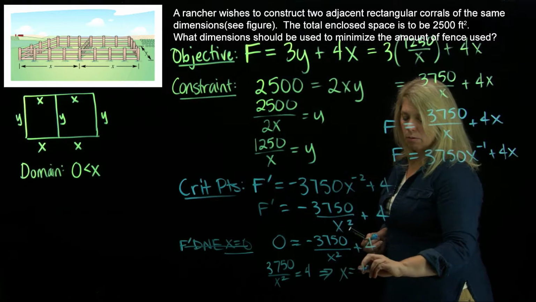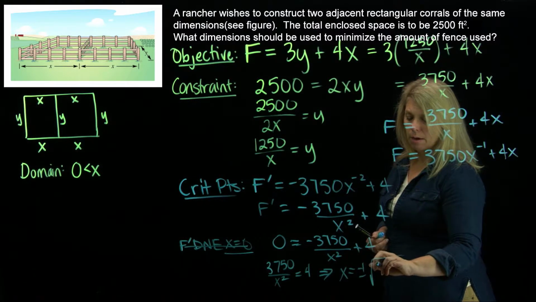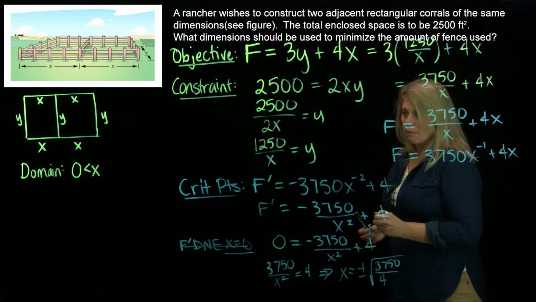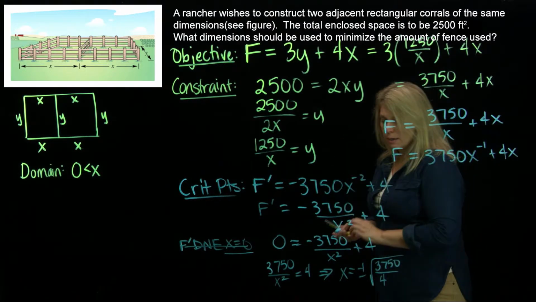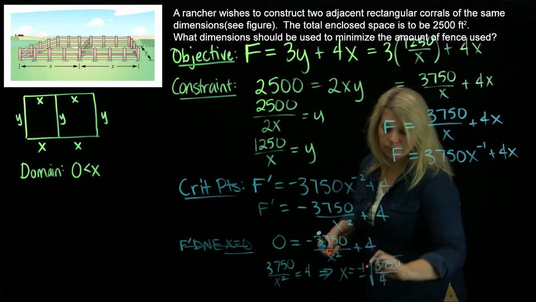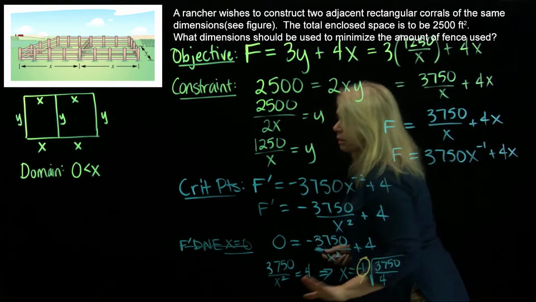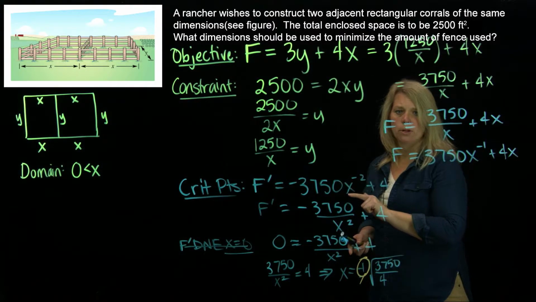You'll get x equals plus or minus the square root of 3750 over 4. All right, the negative doesn't make sense in the context of the problem here, so we'll get rid of that and just keep the plus here. So we really only have one critical point in our feasible domain.